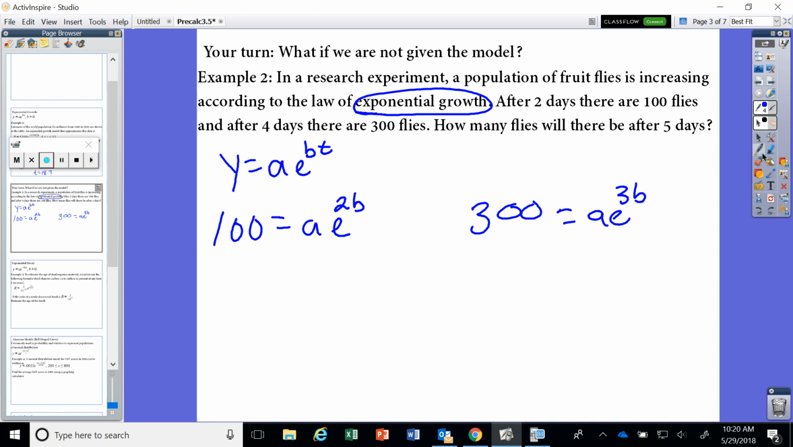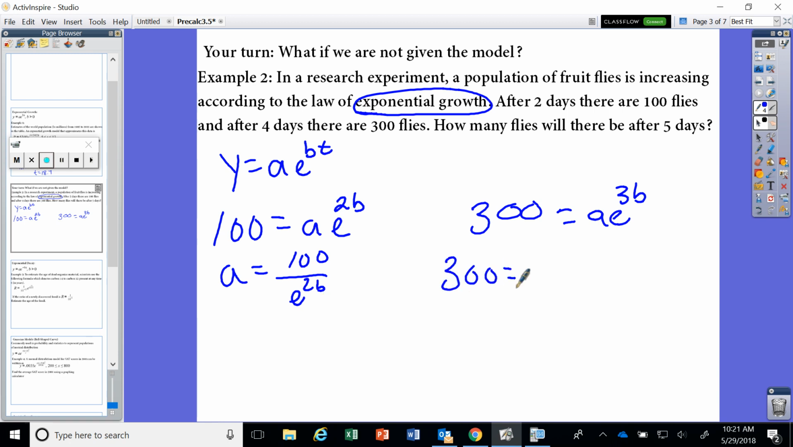But the problem is we have both A and B that we need to solve. So I'm going to utilize one of my equations to put one in terms of the other. I'm going to solve for A by saying A is equal to 100 over e to the 2b. Do we all see that? All I did was get A by itself. Now I can use this information to substitute it into my other equation.